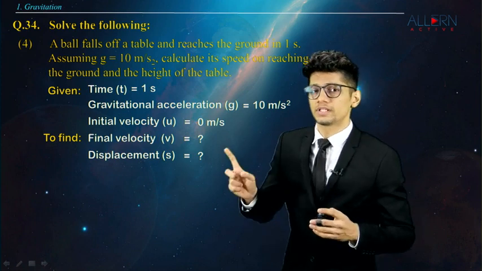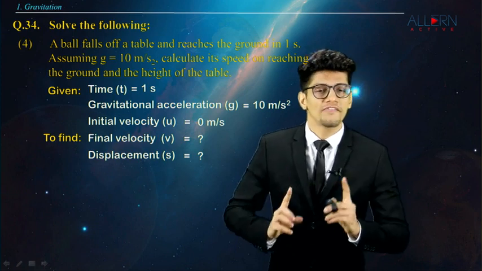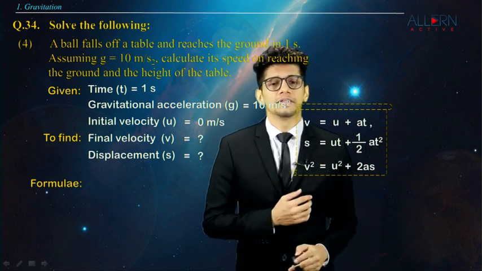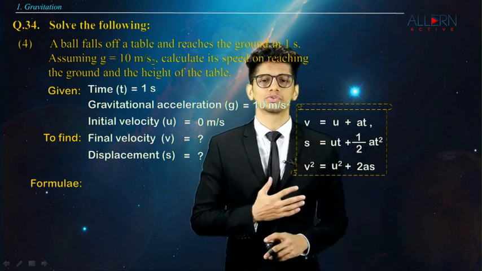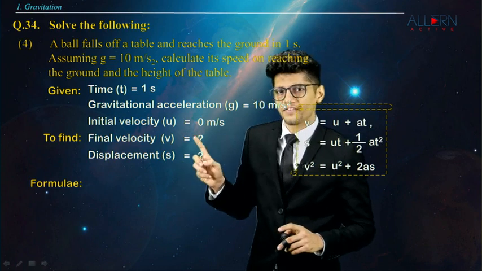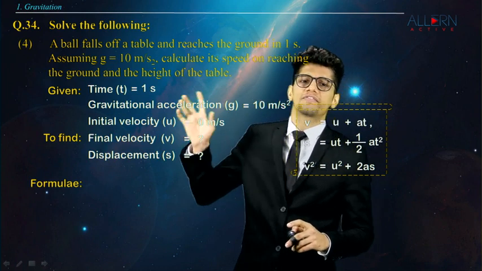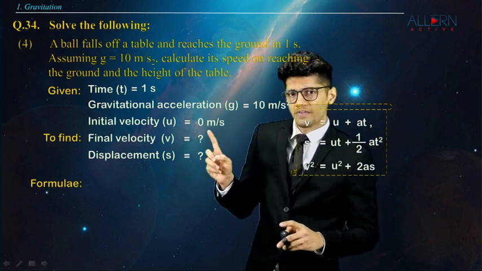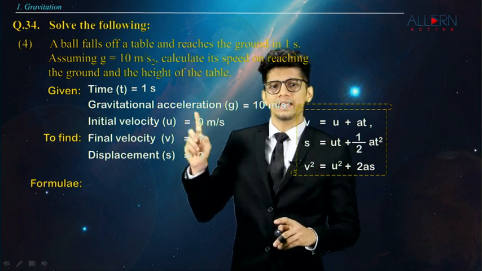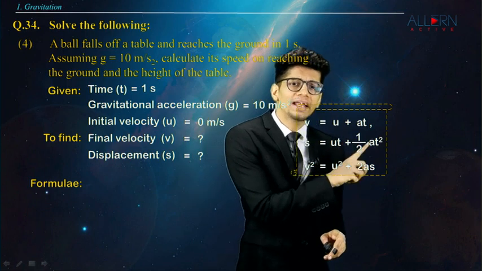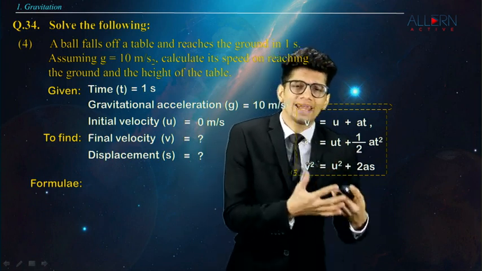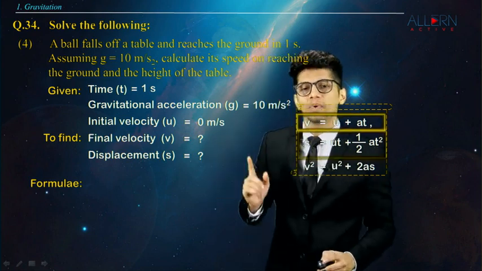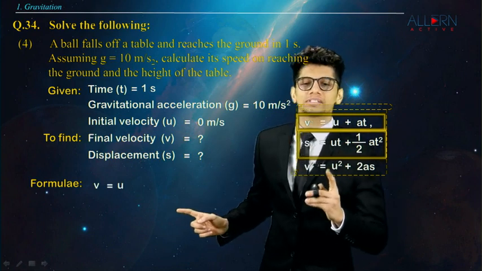So how many formulae do we have and which formula do we use? Obviously we have to find two things. That means we don't have to use one formula, we have to use two formulae. How many formulae do we have? 3. So how do we decide which formula to use? What do we have? We have s, we have v, we have u, we have g and we have t. First of all, we have to find the value of final velocity, that is v. So we have v, u, g and t. v, u, a and t, and obviously we know that we have to substitute a as g. That means we'll use the formula v is equal to u plus at. We'll write it as v is equal to u plus gt.